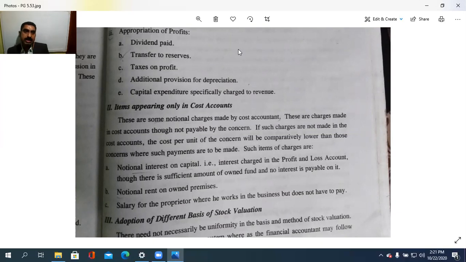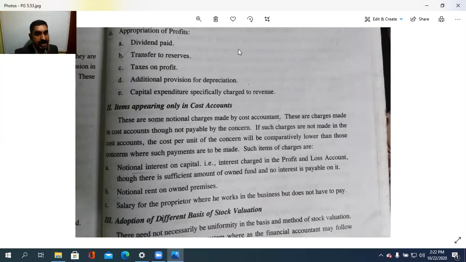Per unit കോസ്റ്റുകൾ എന്തെങ്കിലും ഉണ്ടെങ്കിൽ അത് രേഖപ്പെടുത്താതെ വെക്കുകയാണെങ്കിൽ പേയ്മെന്റ്സ് എവിടെ കുറഞ്ഞിരിക്കും? മറ്റ് കൺസേണിനെ അപേക്ഷിച്ച് നമുക്ക് comparatively lower ആയിരിക്കും. Such items of the charges are notional interest on capital, that is interest charged in the pre-annual account, though there is sufficient amount of owned fund and no interest is payable on it. Interest അങ്ങനെ കൊടുക്കേണ്ട കാര്യമില്ല. Okay, so that is the first case, notional interest on capital.